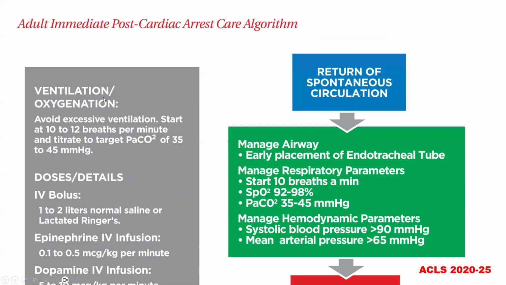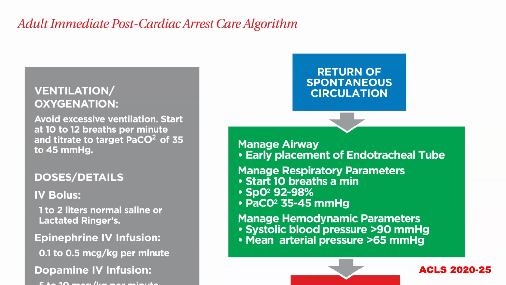Avoid excessive ventilation. Keep the PaCO2 between 35 to 45 and give 1 to 2 liters of normal saline or lactated Ringer's unless there is a contraindication. Epinephrine, the dose you can use is 0.1 to 0.5 micrograms per kilogram per minute. Once we reach return of spontaneous circulation, if the patient does not have an advanced airway, place an endotracheal tube, 10 breaths per minute, SAT 92 to 98, and CO2 35 to 45.